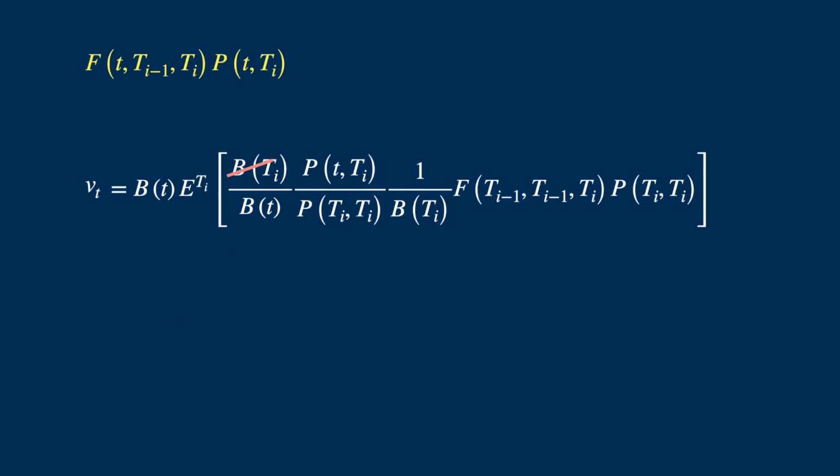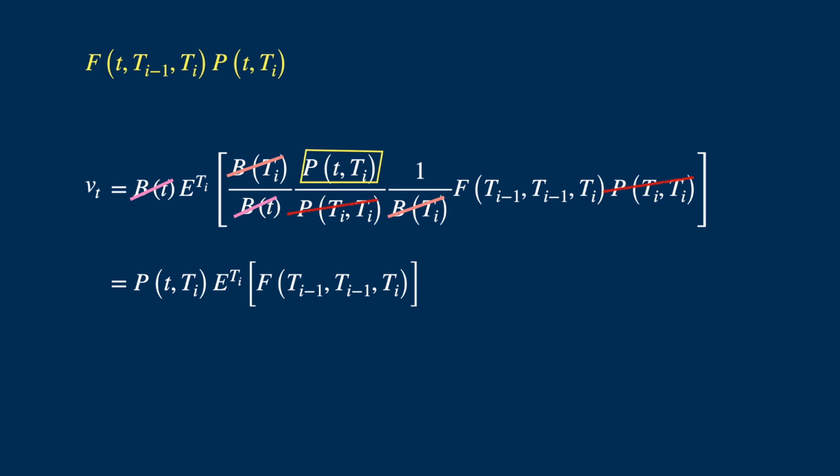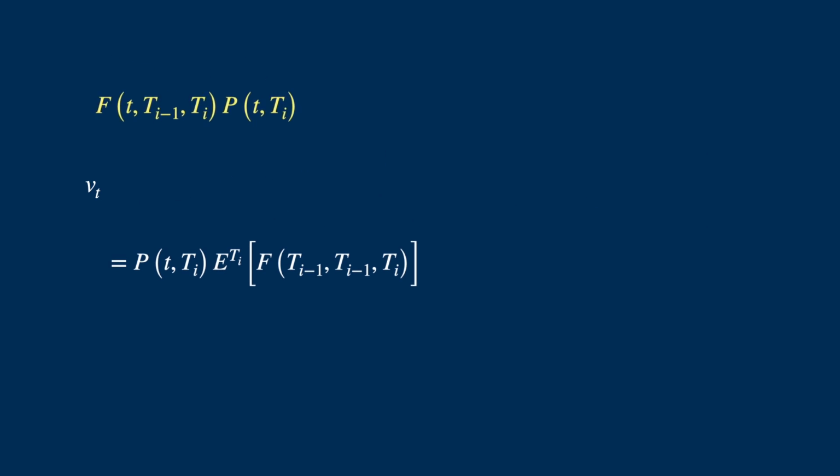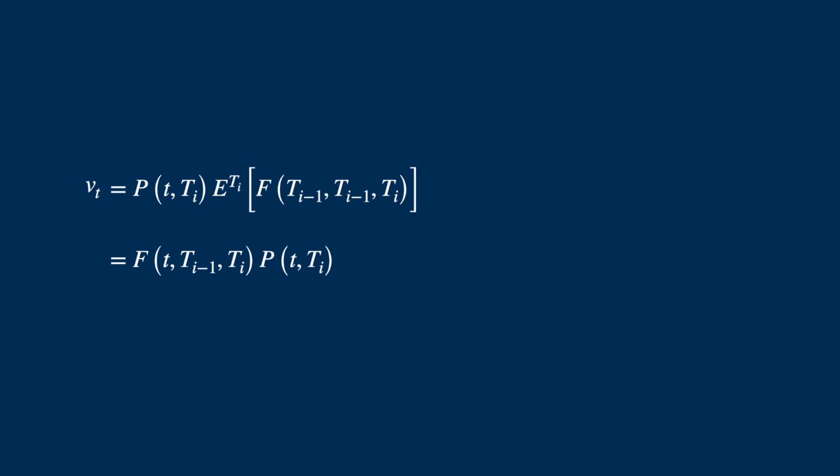So the B's cancel and these B's cancel as well, because the value of B at time small t is known at small t, and the price of the zero coupon at small t is known, so we can take it out of the expectation. Now this is the value of F times P, so we set it equal to F times P, and then we cancel the P's, and what we get is truly magical: the simple forward rate over an interval ending in T_i is a martingale under the probability measure associated with using the zero coupon of this maturity as the numeraire.